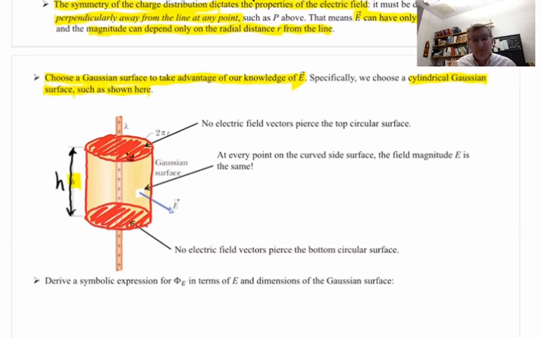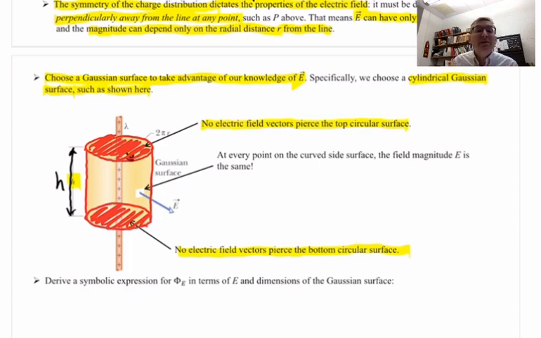And think about how the electric field's pointing radially away from this line at any given point, and think about where the electric field vectors will pierce this Gaussian surface, because that's where we get electric flux. And what I contend is, as I've written here, there are no electric field vectors piercing the top circular surface. They skim along it, they don't pierce through it. And there are no electric field vectors that pierce the bottom circular surface. They skim along it, but they don't pierce through it.